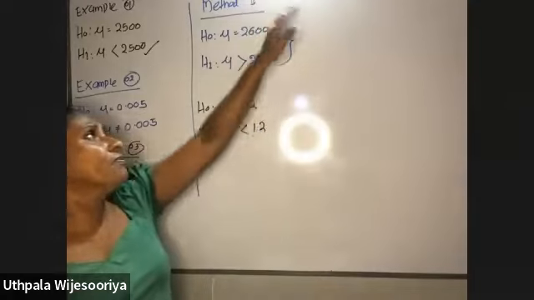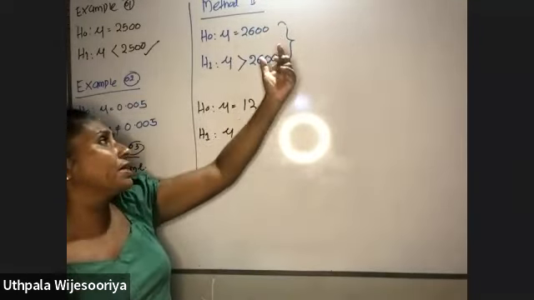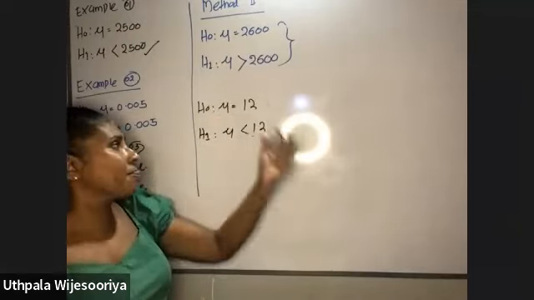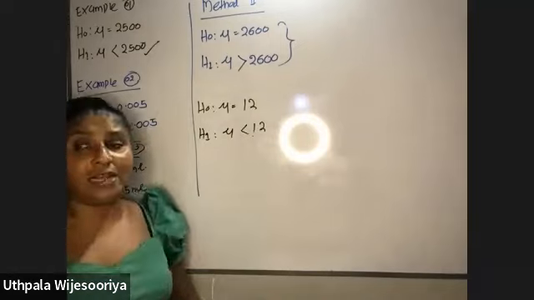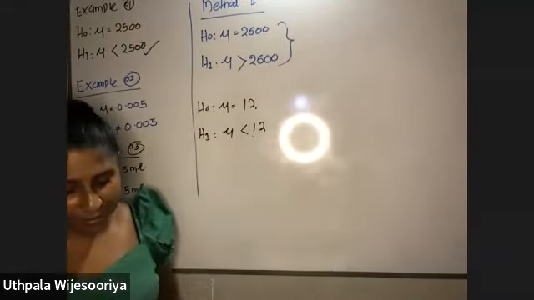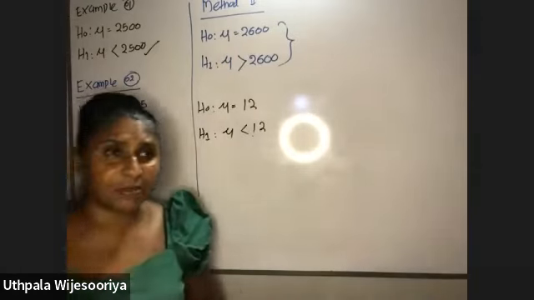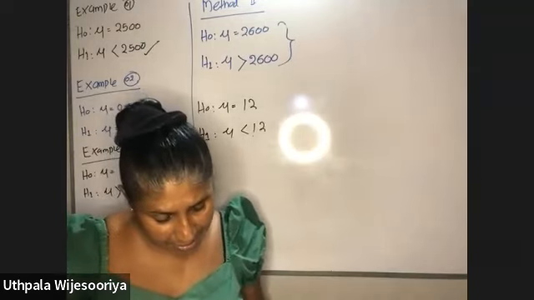So here the previous lifetime is 2600, and after making it with the new filament it has been increasing. Here the old fat content was 12 grams, and by introducing new technology it goes down, less than 12. This is how we build up the hypothesis statements.